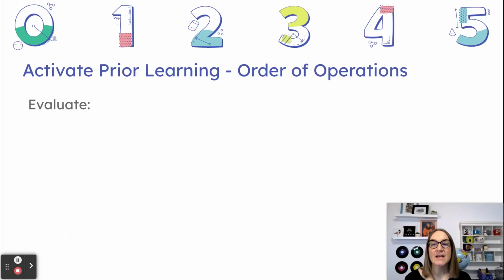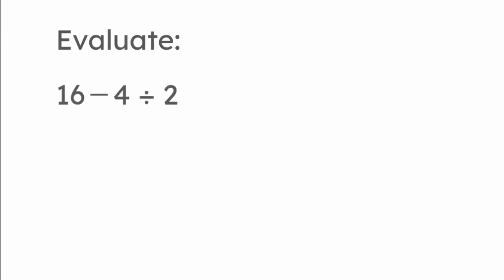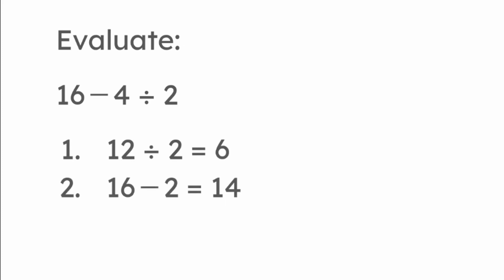Okay, let's remember what we learned last week about the order of operations. Let's say we're asked to evaluate this expression, 16 minus 4 divided by 2. Now, if we do the operations in order from left to right, we get the answer 6. But if we do the division first, we get the answer 14. Now, as we talked about last week, I'm sure we can all see how this could lead to some confusion.